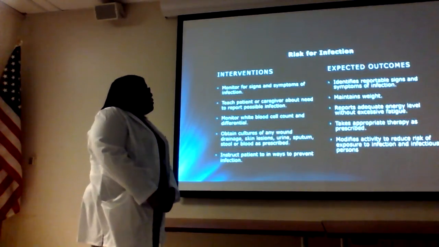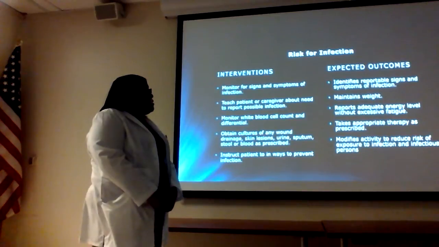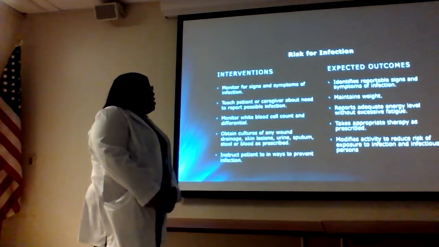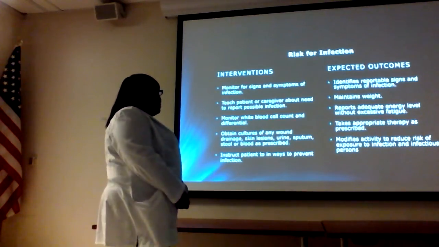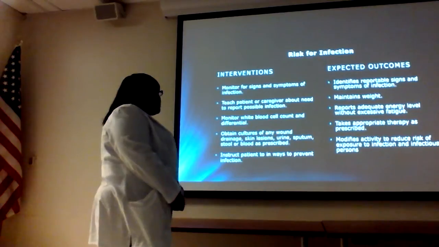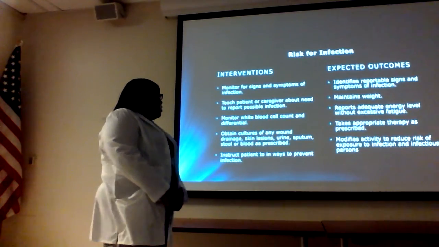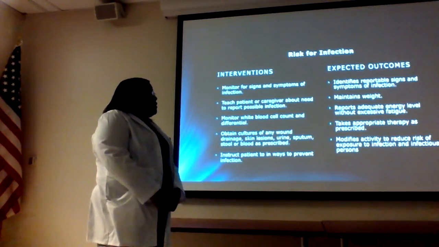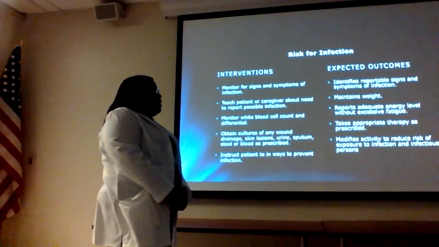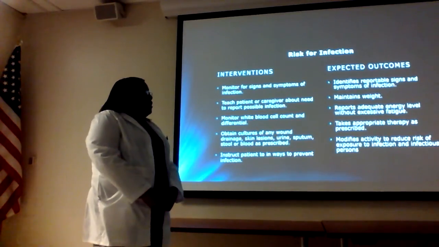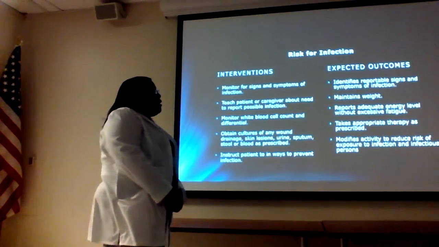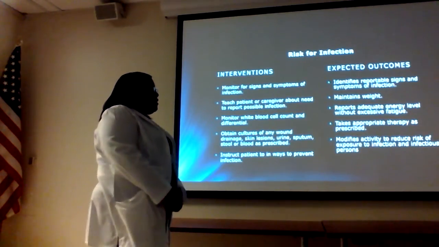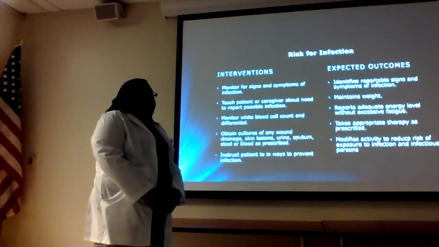Next, we would talk about risk for infection. As a nurse, we would monitor for signs and symptoms of infection. We would teach our patient and caregiver about the need to report possible infection. We would monitor their white blood count and the differential. We would obtain cultures as prescribed, and we would instruct the patient in ways to prevent infection overall. Expected outcomes would be to identify reportable signs and symptoms of infection, maintain a healthy weight, and report an adequate energy level without excessive fatigue. We would also want them to take appropriate therapy as prescribed and modify their activity to reduce risk of exposure to infection and infectious persons.